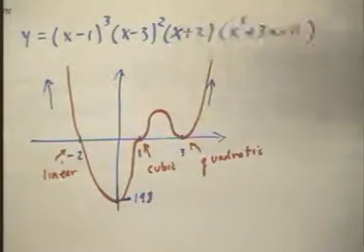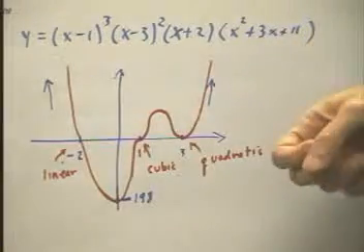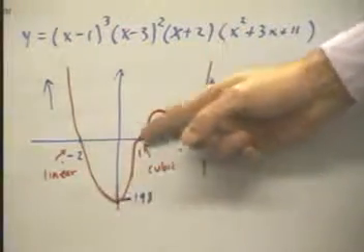X plus 2 is linear. We pass through x equals negative 2 in a straight line. And that's the way the graph's going to look.